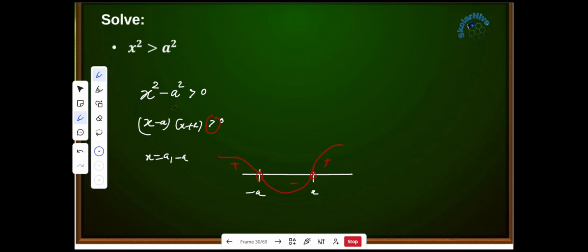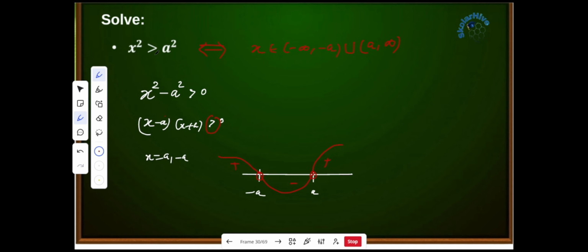As this expression is positive, we need to look for the positive region. So the positive region is this: less than minus a, meaning from minus infinity to minus a, and greater than a, meaning from a to infinity. It implies that if x square is greater than a square, then x belongs from minus infinity to minus a, or a to infinity. So for 'or' we use the union. We can use either order.